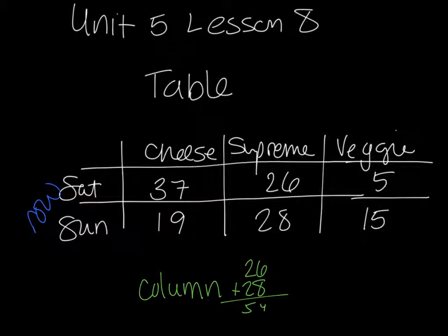And then, how many pizzas were ordered on Sunday? So we want to know, on Sunday we ordered 19 cheese, 28 Supreme, 15 veggie. How many pizzas were ordered altogether? So then they need to add all 3 of those, and that would be 62.